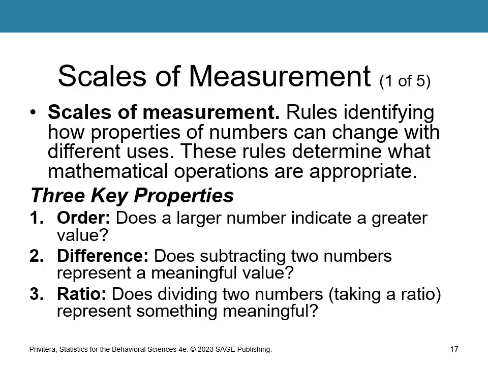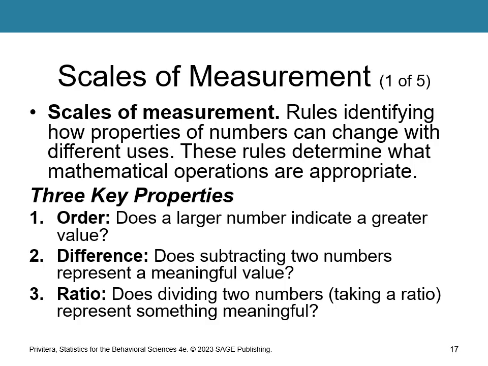Now we're shifting to an important topic, how we measure things. Not all numbers are created equal in research. The scale of measurement you use determines what statistical analyses are appropriate. In the 1940s, Harvard psychologist S.S. Stevens identified four scales of measurement: nominal, ordinal, interval, and ratio. We'll go through each one.